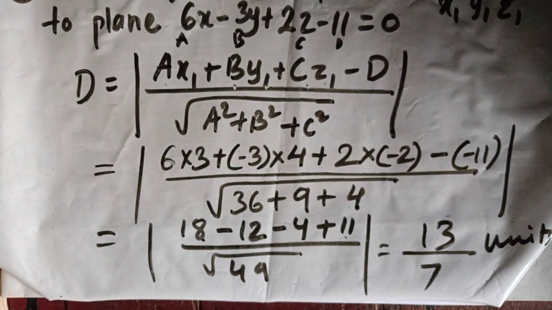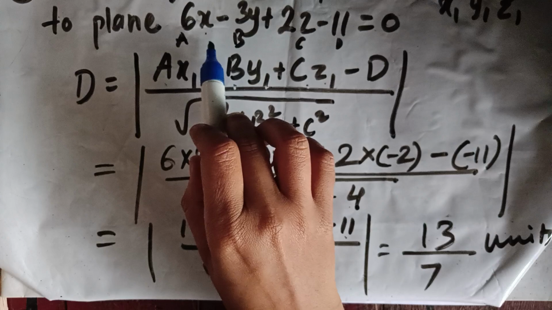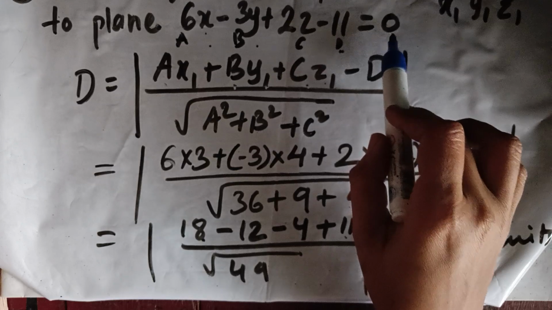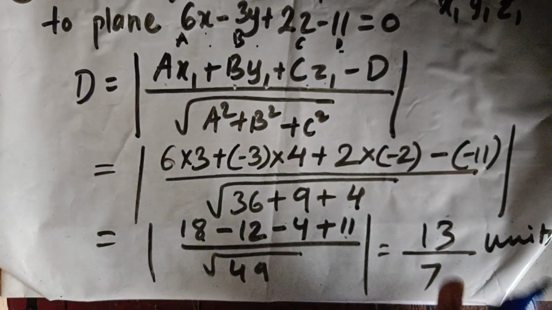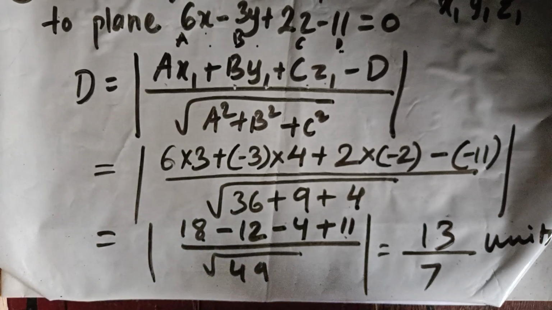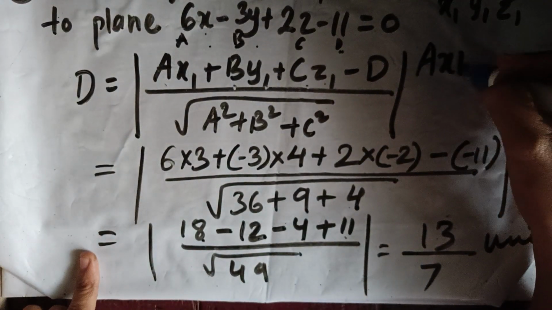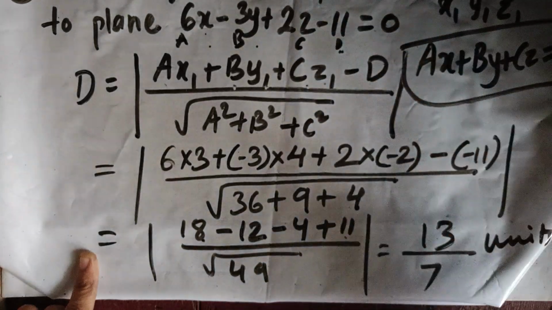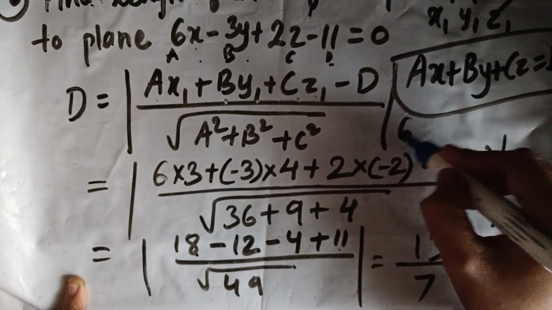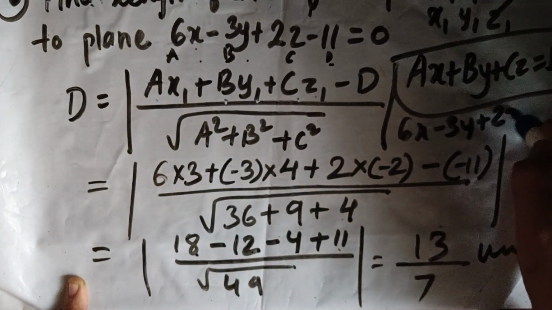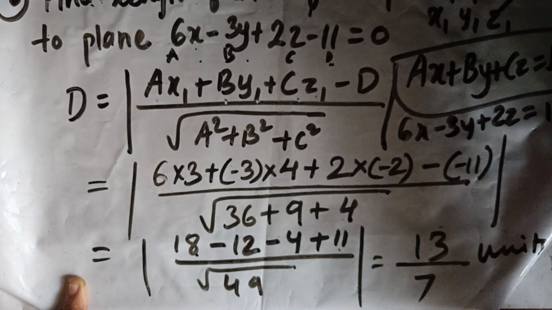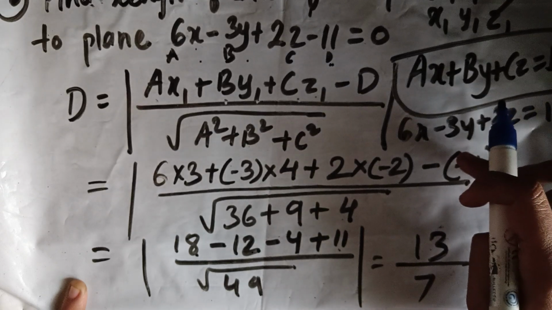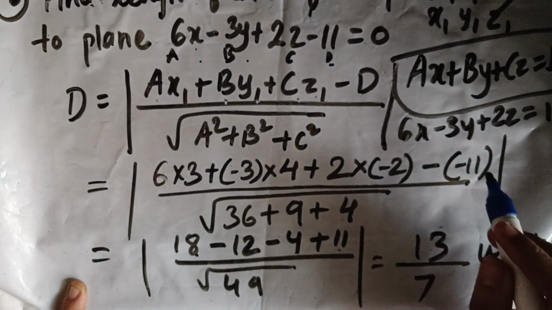One small correction here: our plane is given in the form ax plus by plus cz plus d equal to 0, right? So you have to take that plane in the general form, that is standard form, ax plus by plus cz equal to d. Okay, so our plane becomes 6x minus 3y plus 2z equal to 11. So our d is 11, not minus 11. Okay, sorry for this.